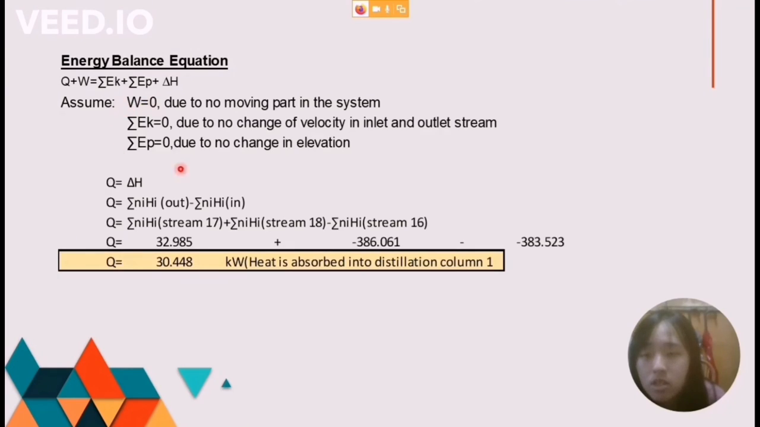Assume three conditions: W equals 0, kinetic energy equals 0, and potential energy equals 0. We will get Q equals 30.448 kilowatts. The positive value means that the heat is absorbed into distillation column 1.